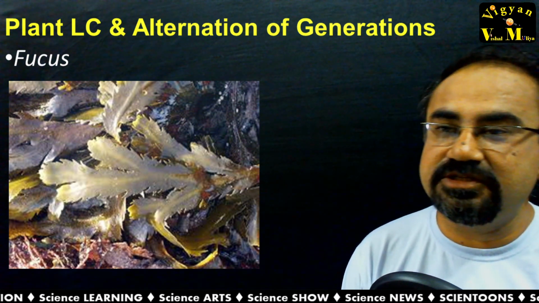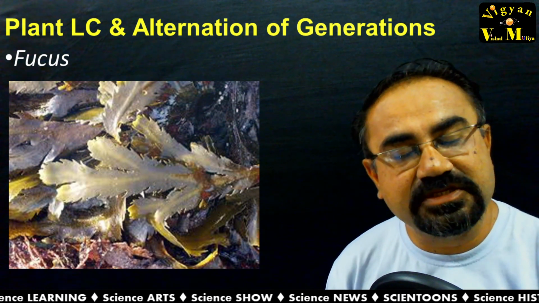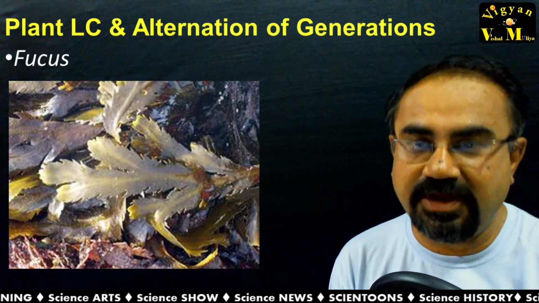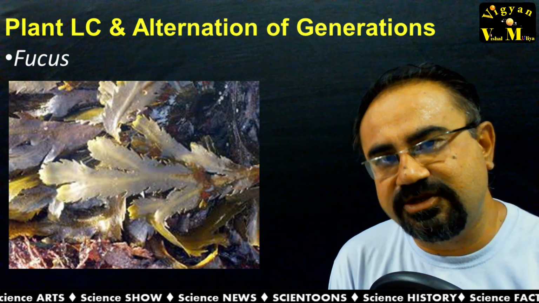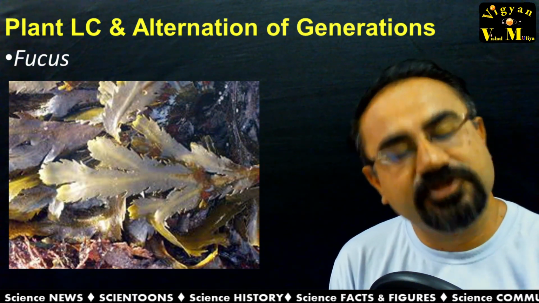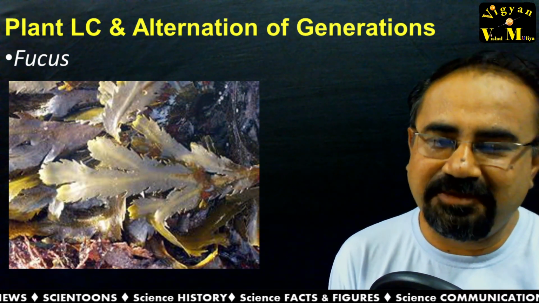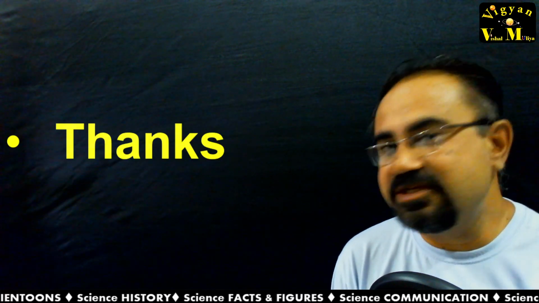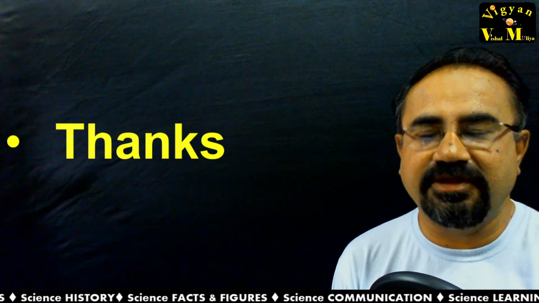So dear friends, this is all about the various kinds of life cycles in plants and the alternation of generations of the sporophytic condition and gametophytic condition. With this we are coming to the end of the chapter.